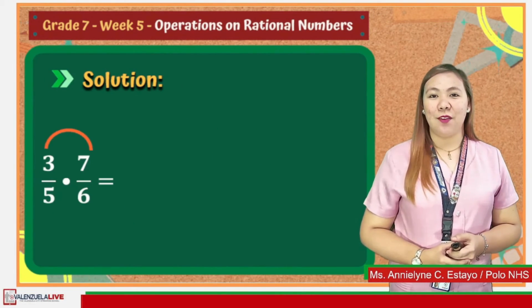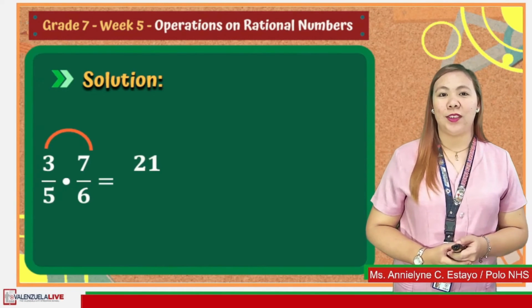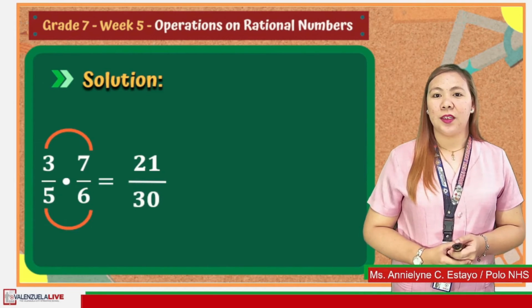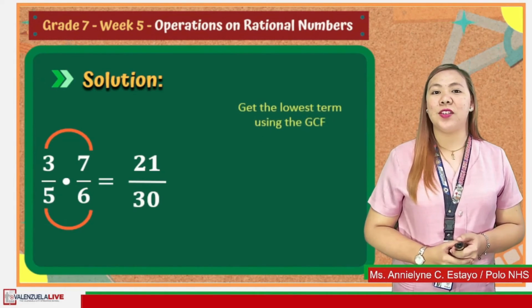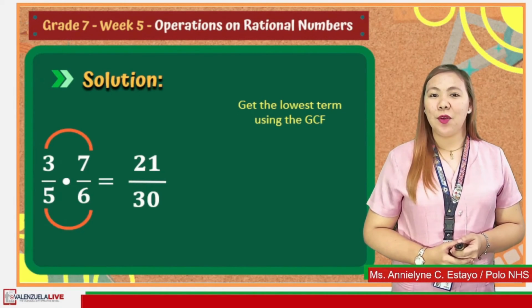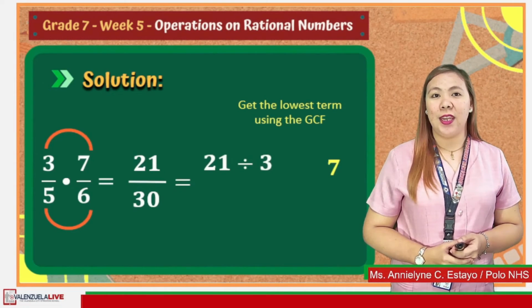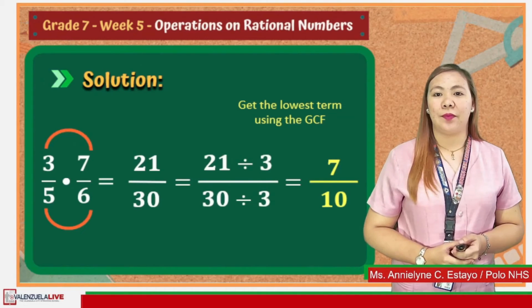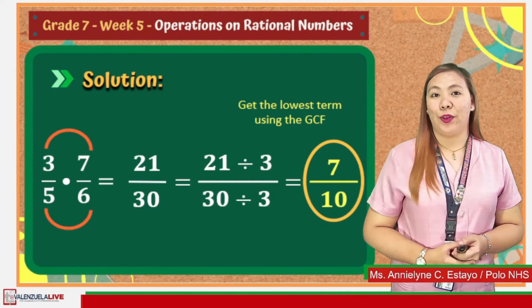3 times 7 is equal to 21. 5 times 6 is 30. Get the lowest term using GCF. 21 divided by 3 is 7. And 30 divided by 3 is 10. So we have 7 over 10.